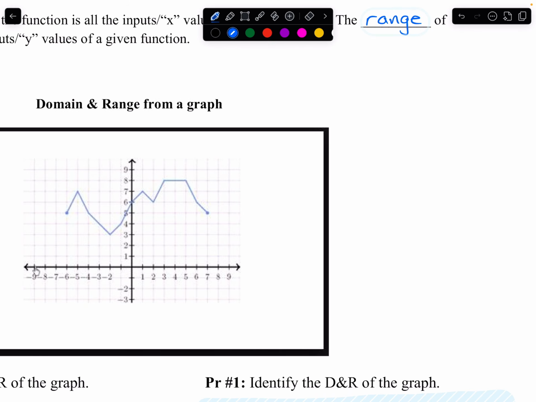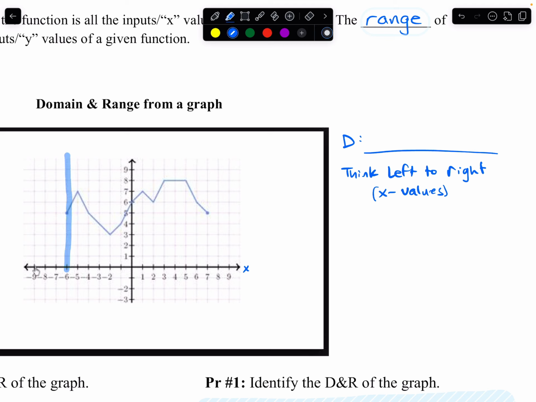So I'm going to draw the domain in blue. We just write a capital D for a domain, and we list it out. When you want to find the domain, I want you to think left to right, because we're talking about x values, and the x-axis runs from left to right. So the leftmost point on our graph is right here, and the rightmost point on our graph is that one there, right?